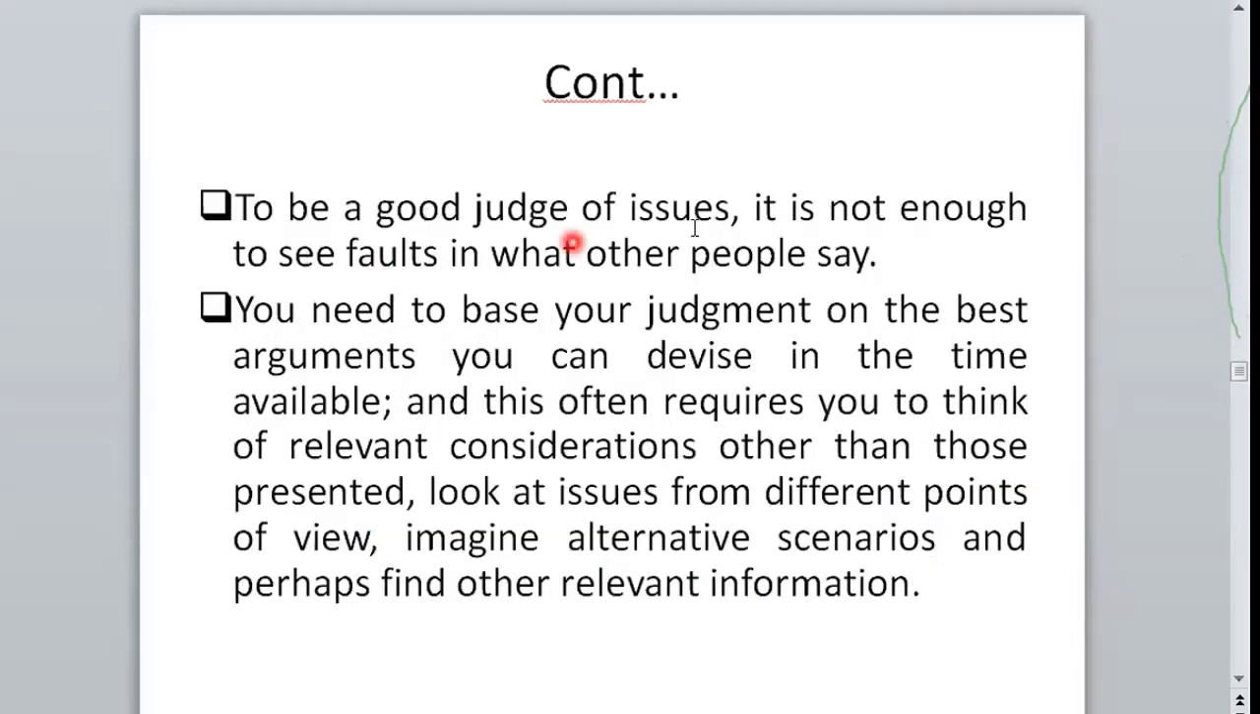At the same time, to be a good judge of issues, it is not enough to see faults in what other people say. It's not a kind of debate, okay? Only looking at faults in others and then investing in that fault, it's not that. It's a good judgment of issues. You need to base your judgment on the best argument you can devise in the time available. So time matters. This often requires you to think of relevant considerations other than those presented, look at issues from different points of view, imagine alternative scenarios, and perhaps find other relevant information. These are very simple concepts you can read and understand better.